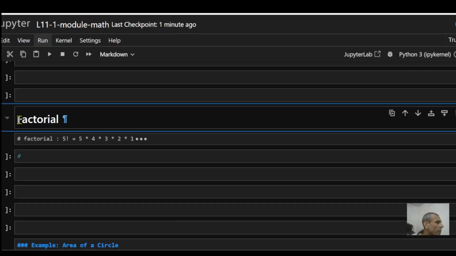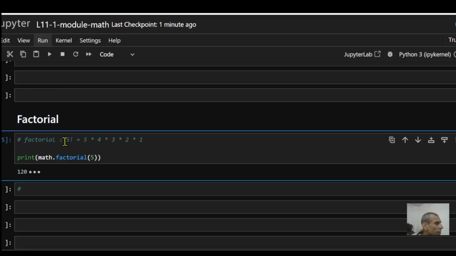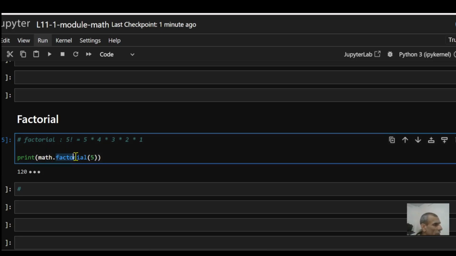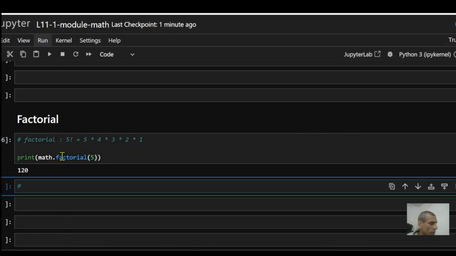And then there is factorial. Suppose you want to calculate factorial of 5, 5 factorial. So if you remember from high school math, it is 5 times 4 times 3 times 2 times 1. So in this case, you can actually calculate this value by calling this function right here. I'm calling the math.factorial function and passing in 5. When you run this, it's going to print the factorial.